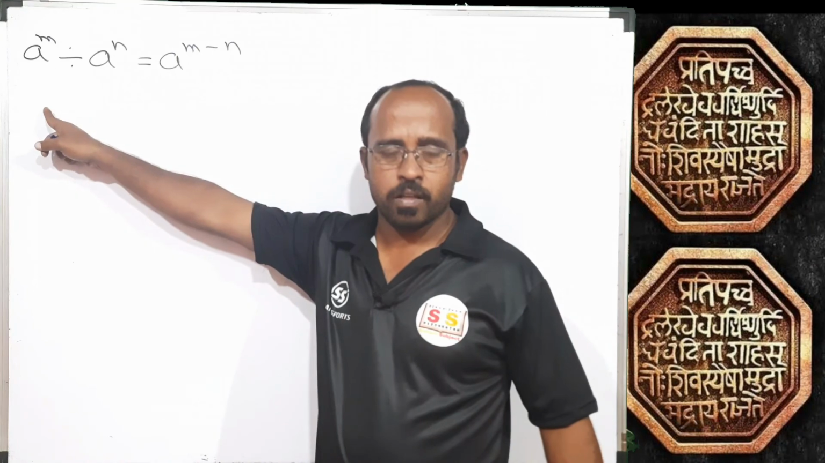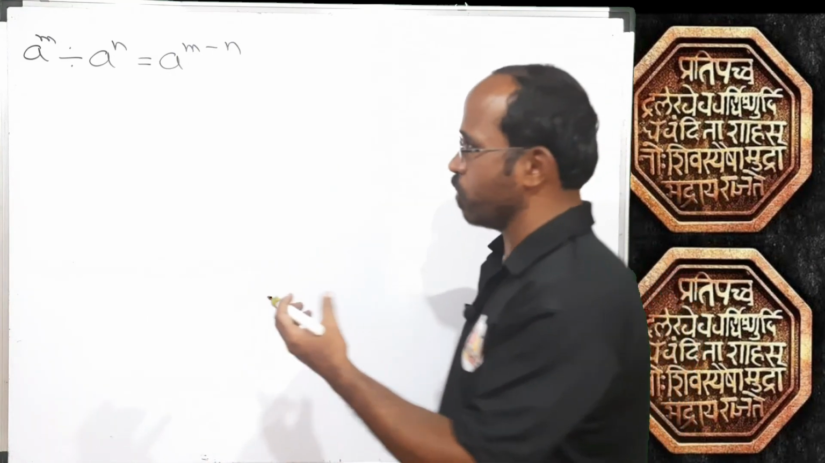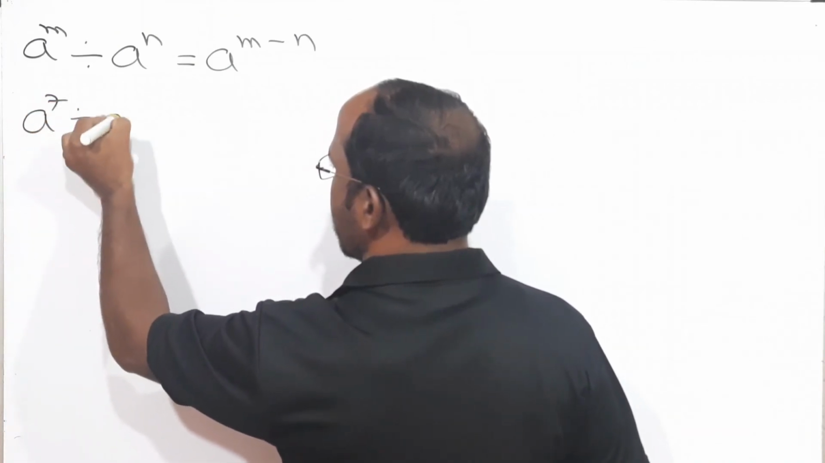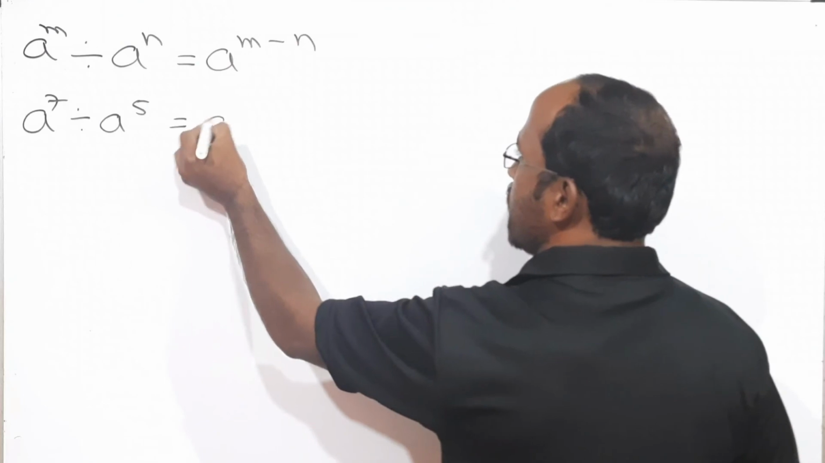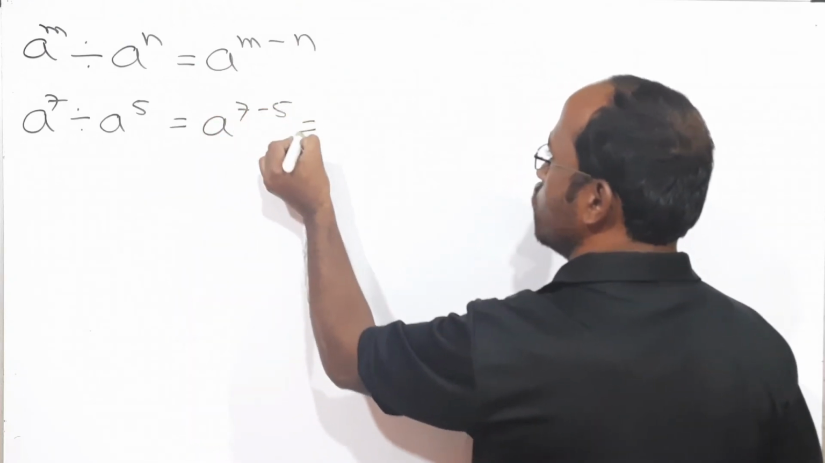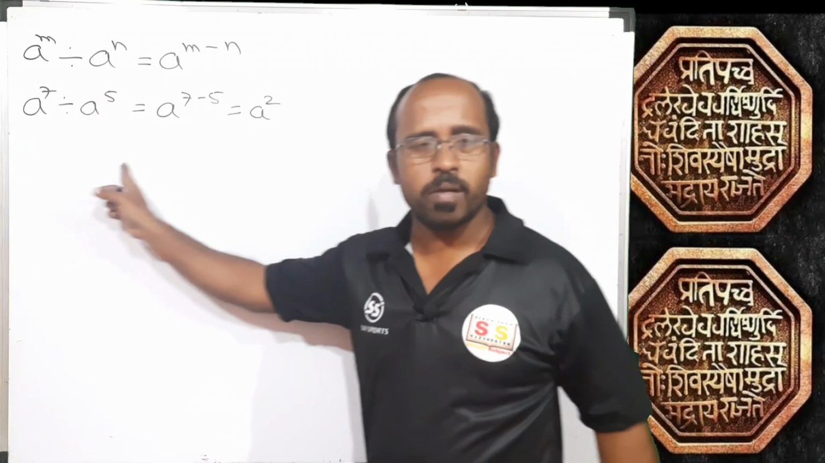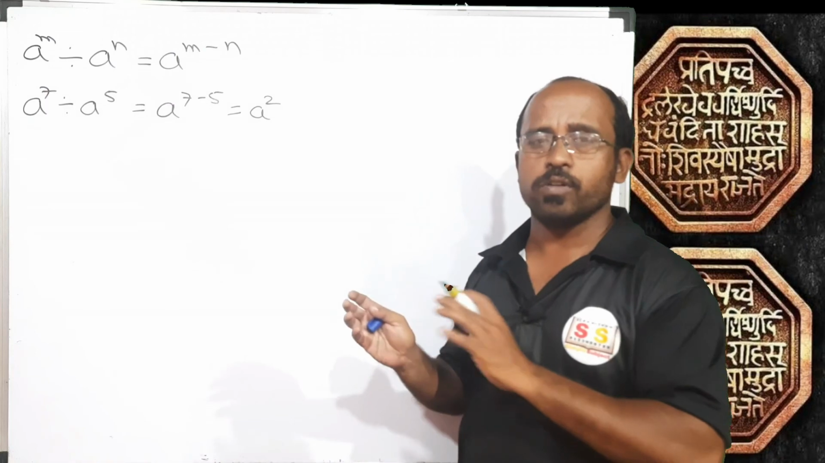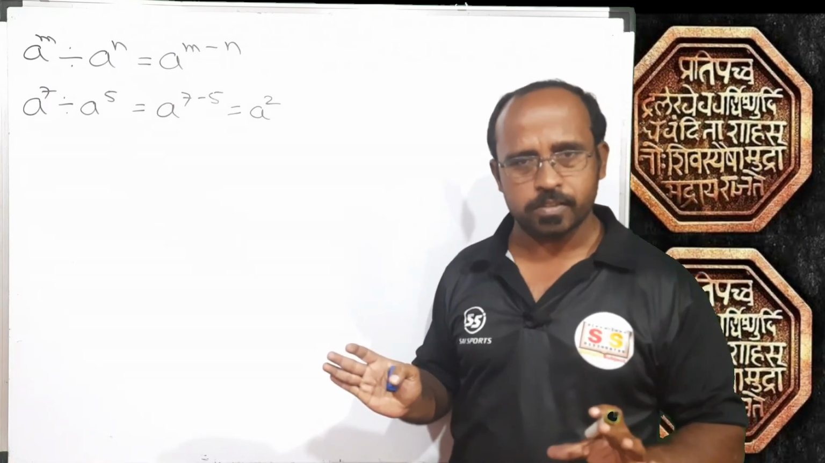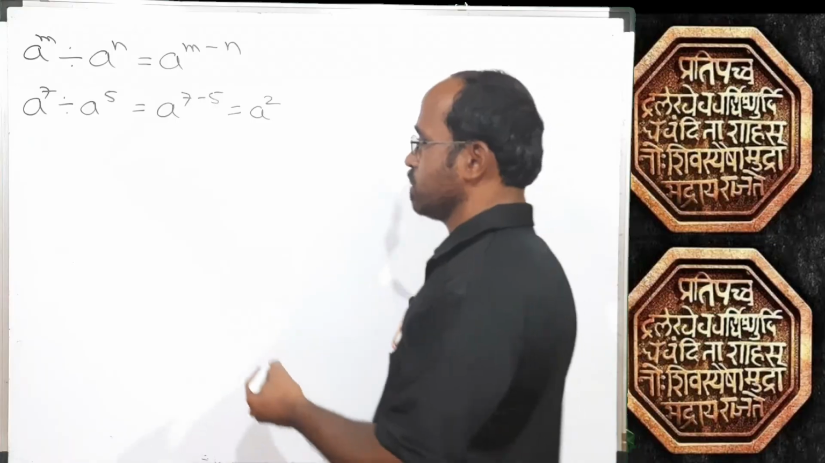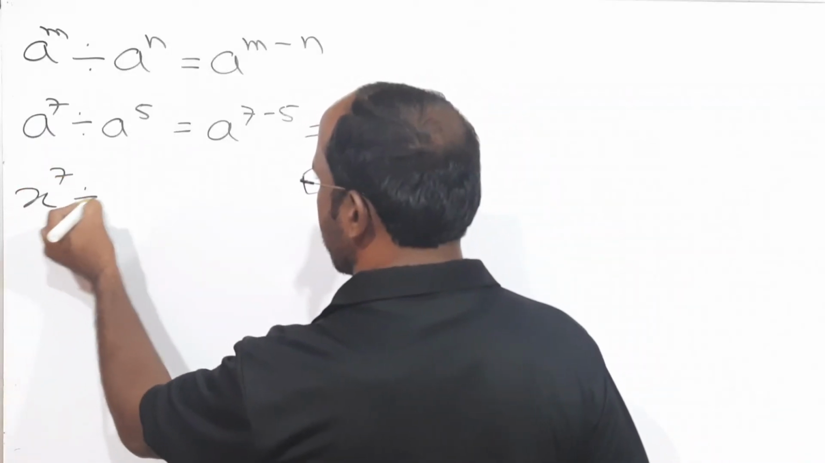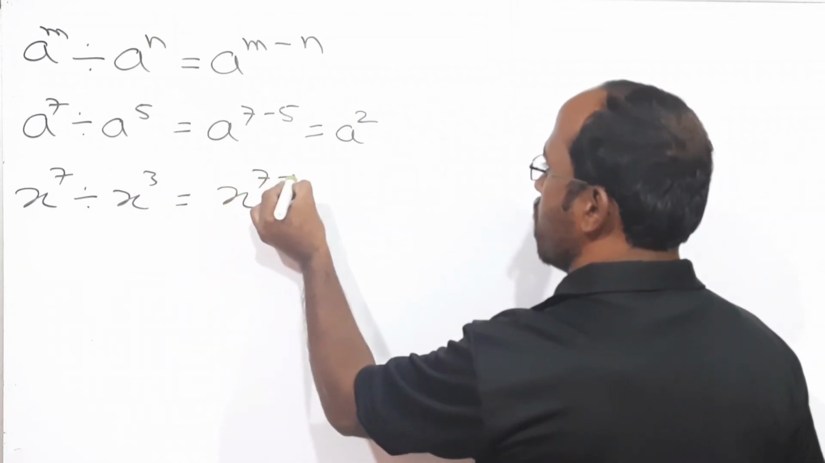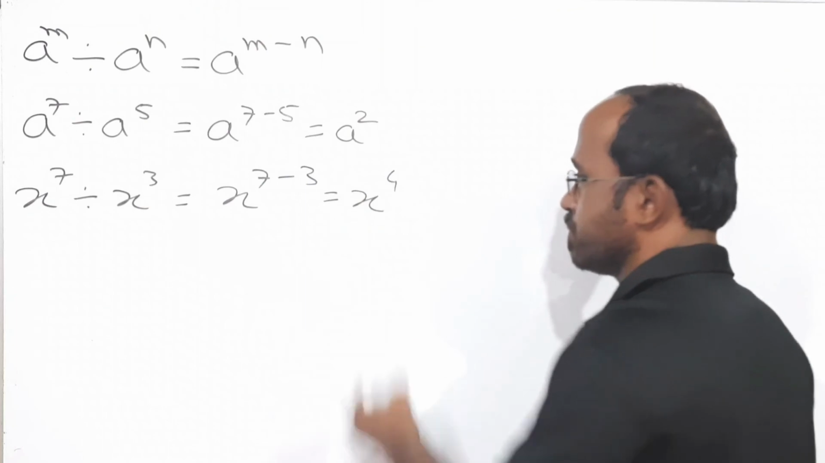Whenever the base is the same and we are dividing, let's recall with a few examples. For example, a raised to 7 divided by a raised to 5 is equal to a raised to 7 minus 5, which is equal to a square. Do you remember this? Right? This is the basic rule which we have to use a lot while doing the division of polynomials. Clear, friends? For example, the question is x raised to 7 divided by x cube. So what will be the answer? Answer is x raised to 7 minus 3, which is equal to x raised to 4.